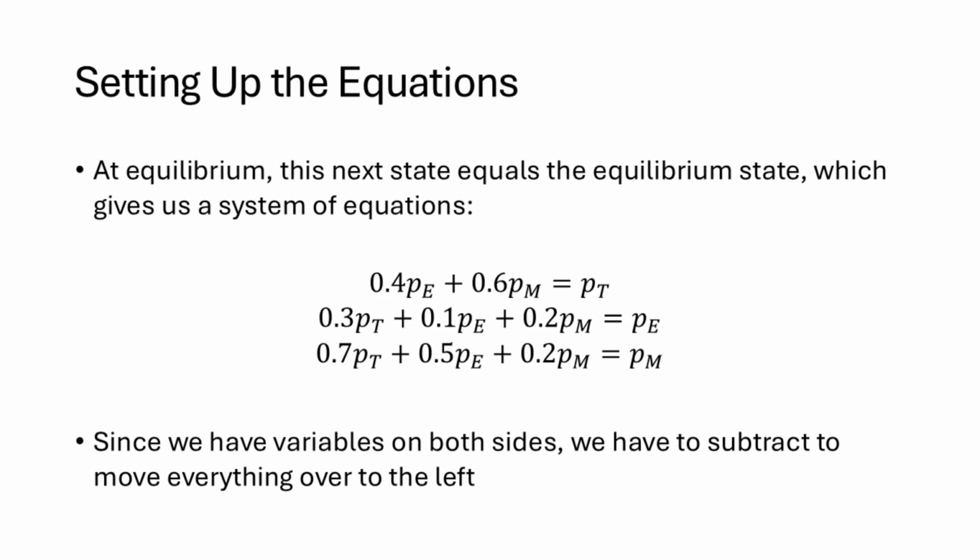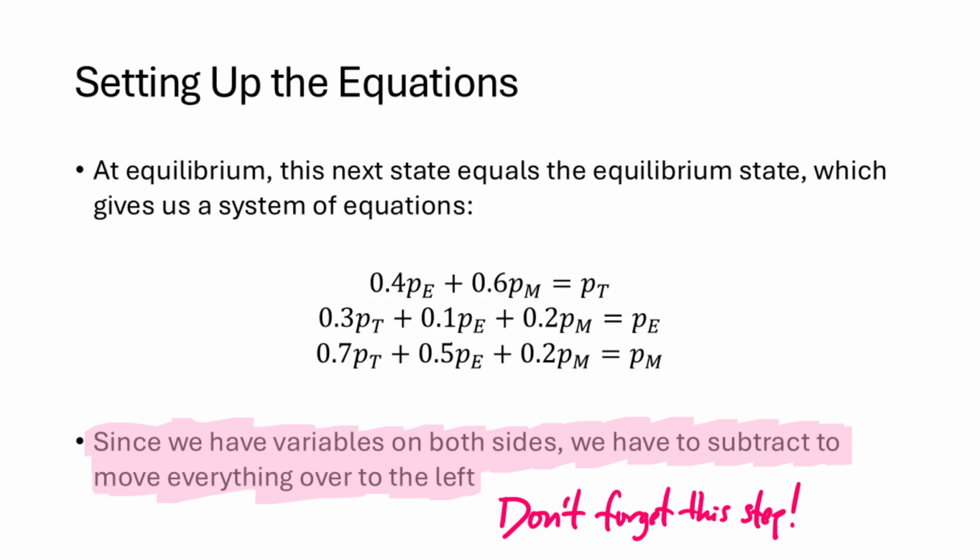Now these equations are not in standard form because we have variables on both sides. But we can easily fix that by subtracting pt from both sides of the first equation, pe from both sides of the second equation, and subtracting pm from both sides of the third equation. Don't forget this step. The most common mistake that folks make when they try to start doing these problems is they forget this subtraction step. So remember to do that and you'll be okay.